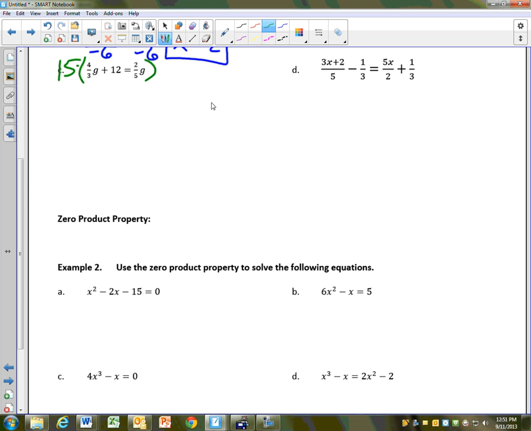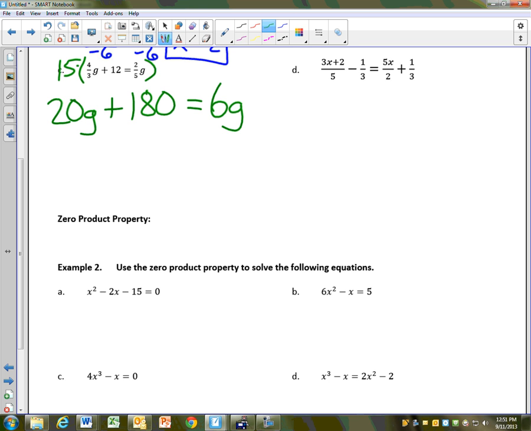So I have 15 times 4/3 g. You could divide or multiply right away, whichever one you want to. Let's divide first. 15 divided by 3 times 4. So I have 20g. Then I've got 15 times 12. 180. And then 15 divided by 5 is 3, times 2 is 6. So 6g. Now, isn't that a lot easier to deal with than the original problem?